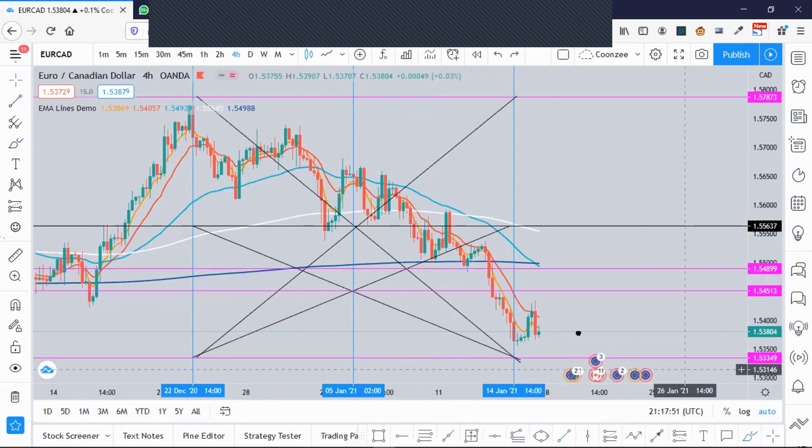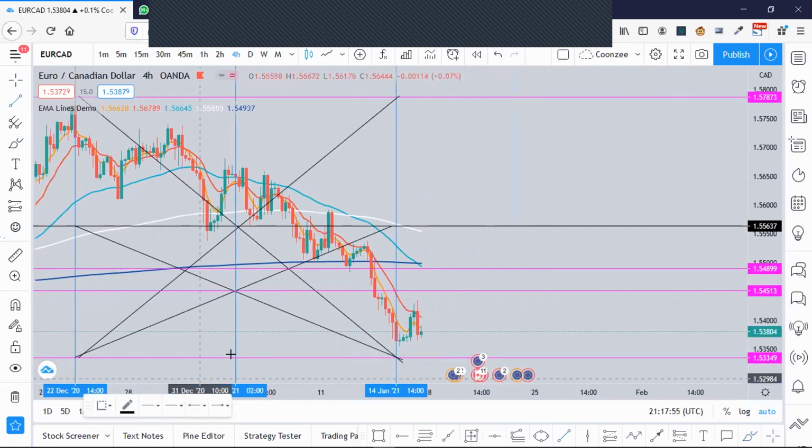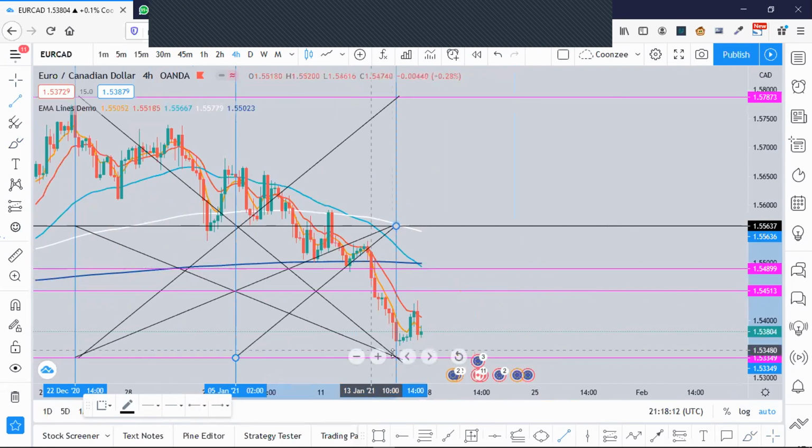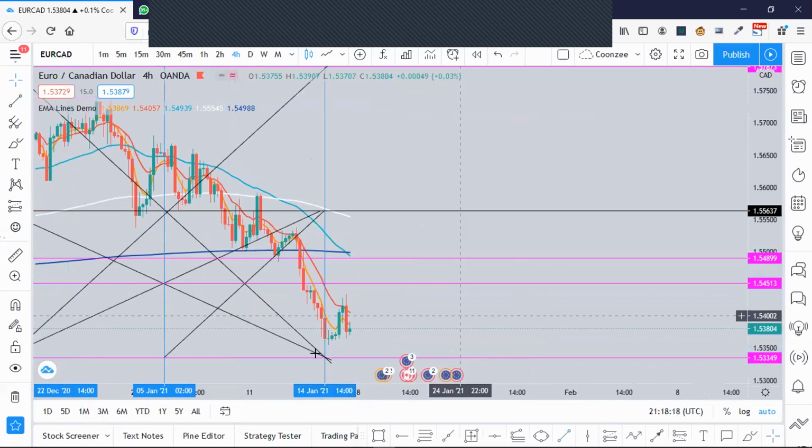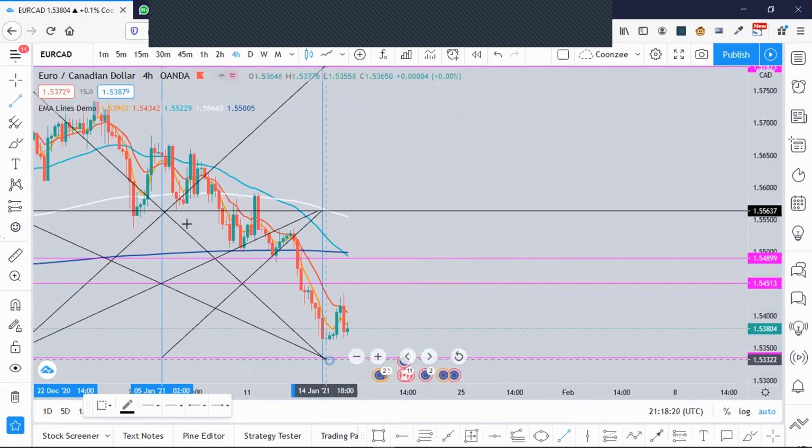Sorry, let me adjust this back to the trend line. Yes, the trend line. I'm going to draw it from here to here, then pick on that trend line. Okay, so this one has been drawn already. If you notice, it has been drawn already. I don't need to bother myself with redrawing it.